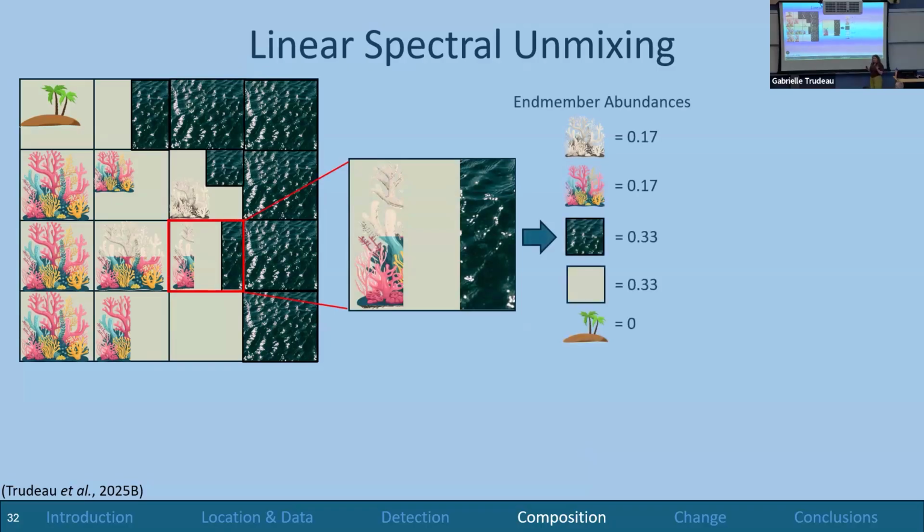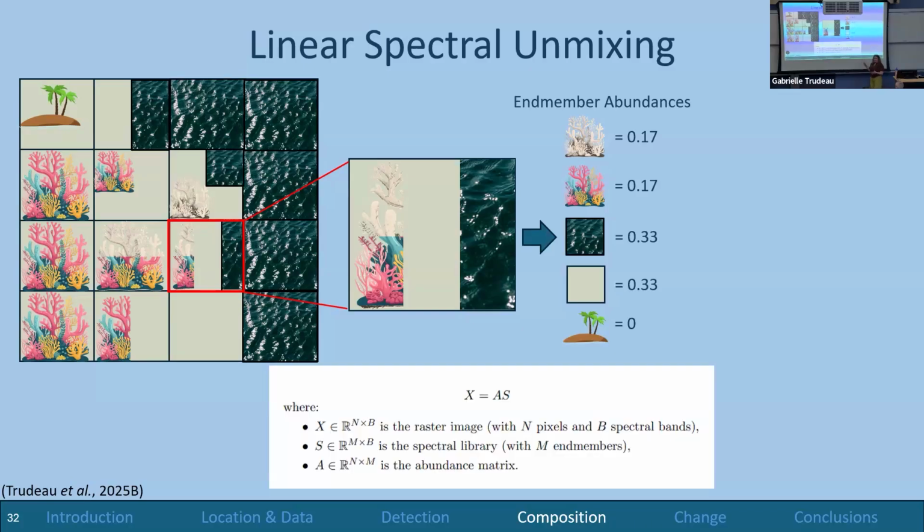So in this case, end member refers to our different benthic classes: dead coral, live coral, water, sand, land. And abundances is that fractional coverage of that class in the pixel. Mathematically, we would represent this with something that looks a little bit like this. So in this case, X is going to be our raster image. It's composed of spectral bands and pixels.